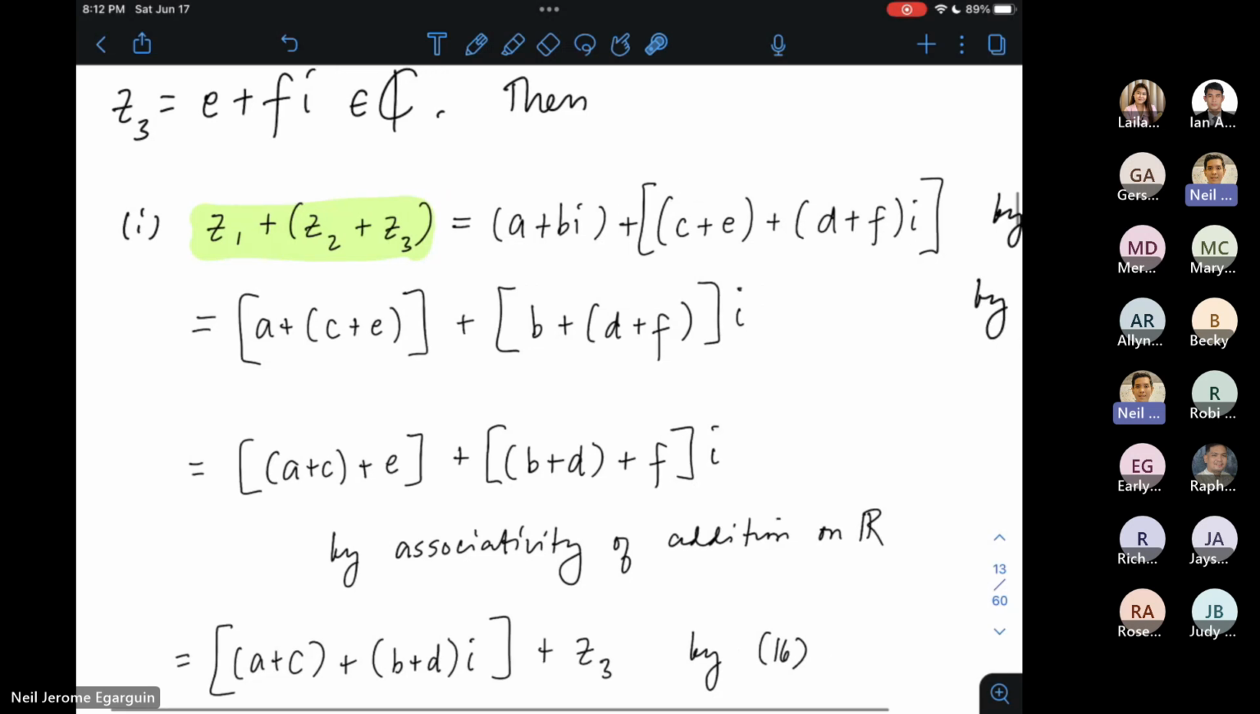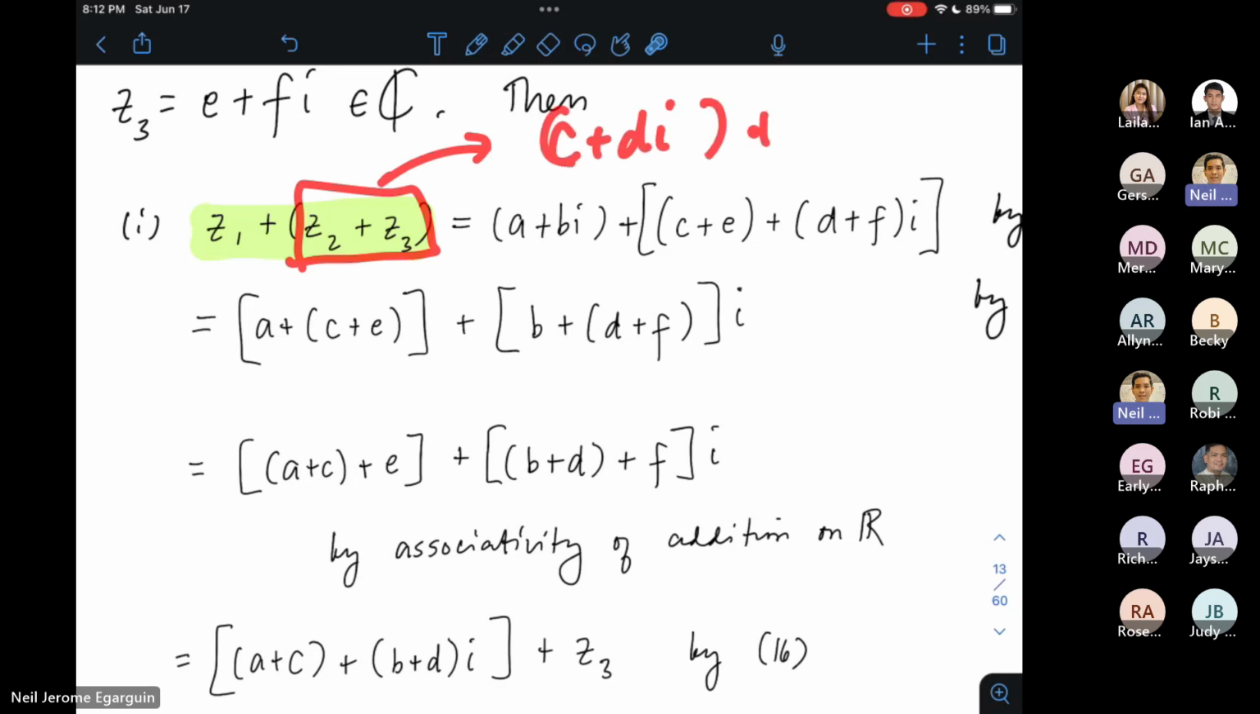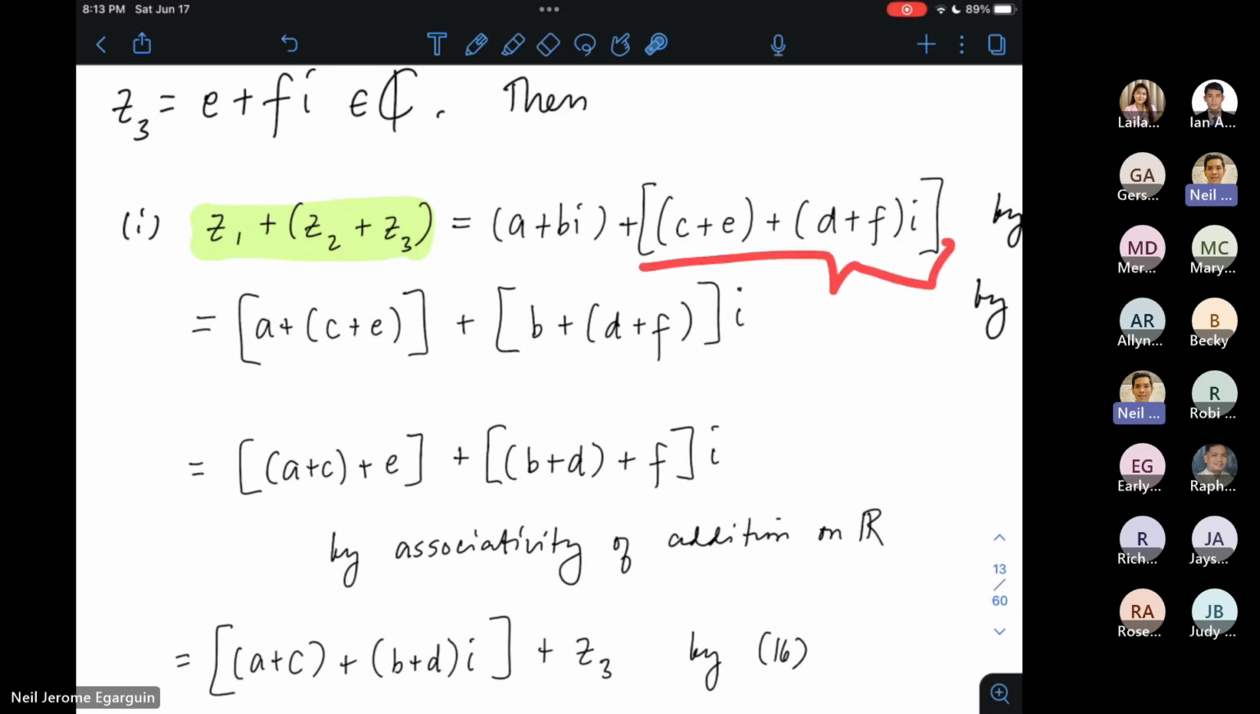Well, kunin ko muna ito. Kailangan ko muna itong i-simplify, right? So this is C plus DI plus E plus FI. Kailangan ko itong i-simplify. Well, if you follow the definition, i-add mo lang yung mga real parts nila, i-add yung imaginary parts nila, you get the sum Z2 plus Z3. Okay? And that's how you got this. Yan yung sagot sa Z2 plus Z3. All good?